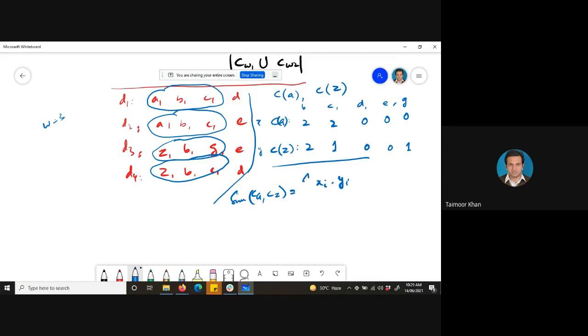Sorry, and we have to sum it up for i equal to 1 to n. So n is the number of features and x and y are the two vectors that we are comparing. So 2 into 2 is going to give us a 4 plus 2 into 1 is going to give us a 2 plus 0 plus 0 plus 0. So the similarity between these two is 6.